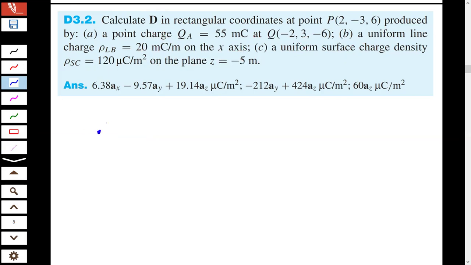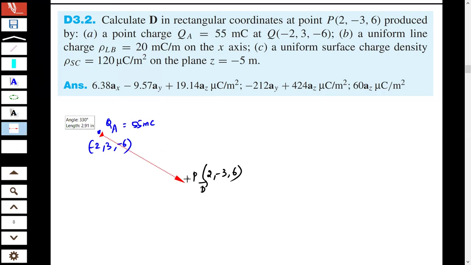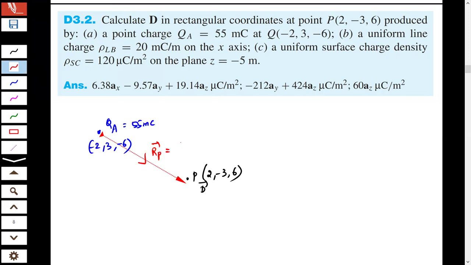So let us consider a point charge QA, which is 55 millicoulomb, present at (-2, 3, -6), and the point at which we have to find flux density has the coordinates (2, -3, 6). We should find the vector from the charge to the point P and then estimate the flux density. Rp vector is what we should find. So it is 2 minus of minus 2, which is 4 ax cap, and minus 3 minus 3 which is minus 6 ay cap, and 6 plus 6 which is 12 az cap.